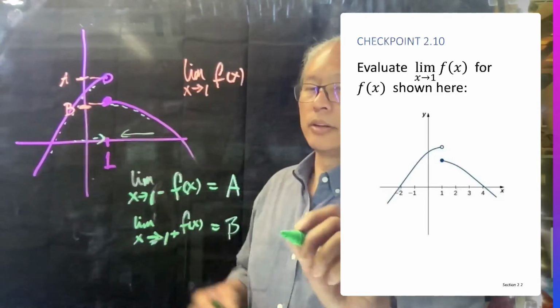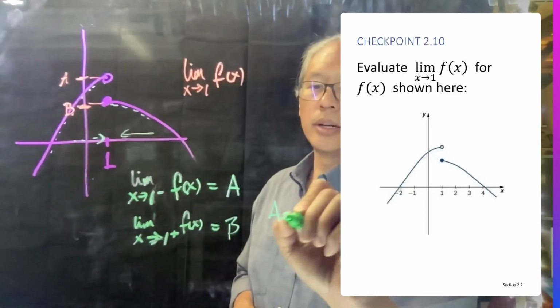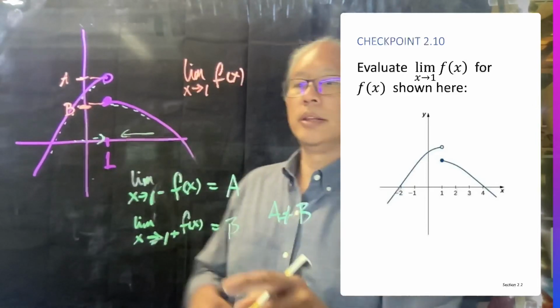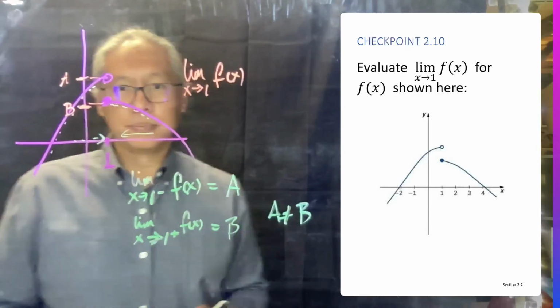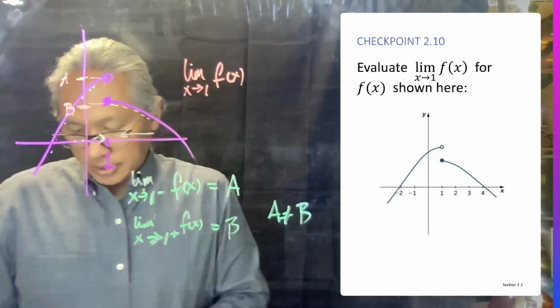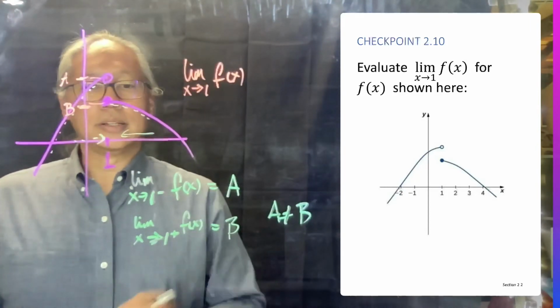Now, A and B clearly are not equal to each other. A does not equal B. So then these two limits are not equal to each other. And if your limits are not equal to each other, then the limit doesn't exist.